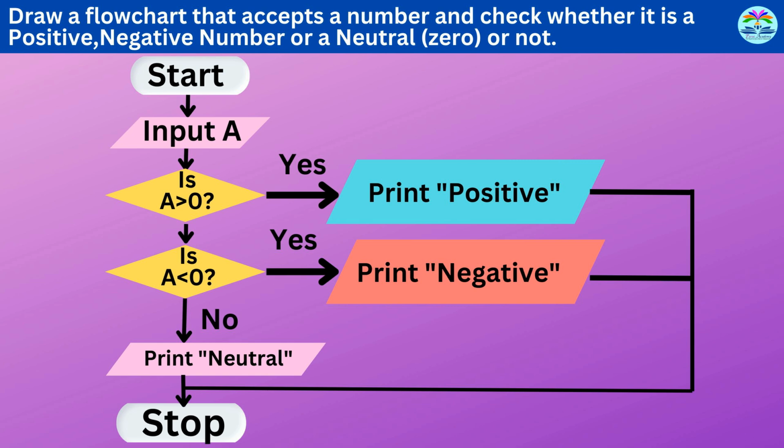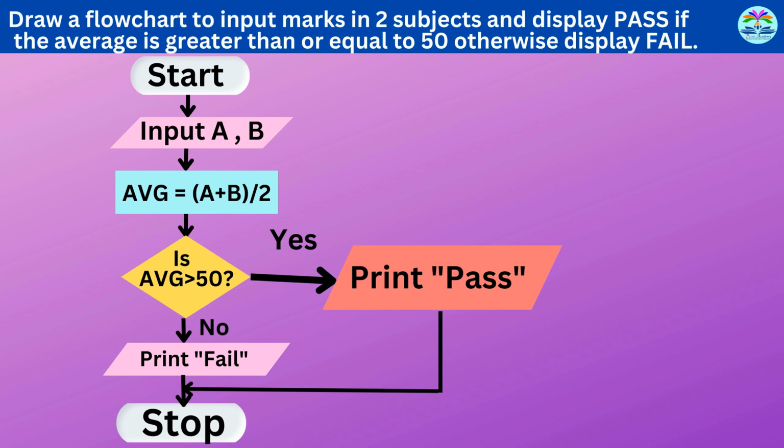Now I go to the next program to write down a flowchart. Our next program is: draw a flowchart where we input the marks of two subjects, and display pass if the average is greater than or equal to 50. Otherwise it indicates fail.